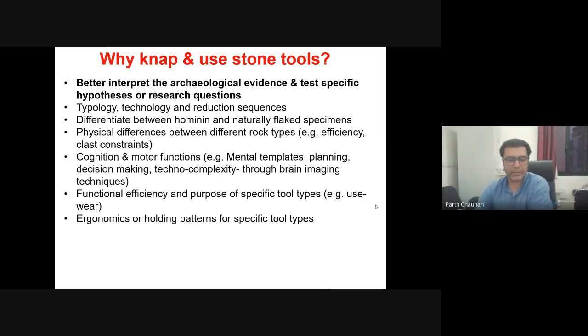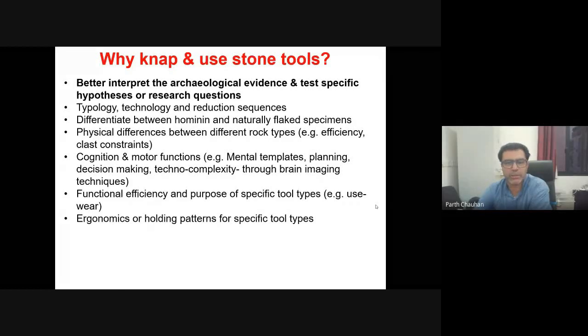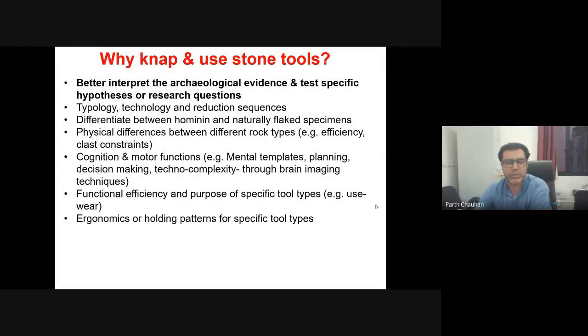Then also looking at the ergonomics or holding patterns for specific tool types. How are the tools held? Which muscles were being used? Where were the pressure points being put on? So all these things tell us about the evolution of the hand, evolution of the arms and upper body, and of course brain development in conjunction.